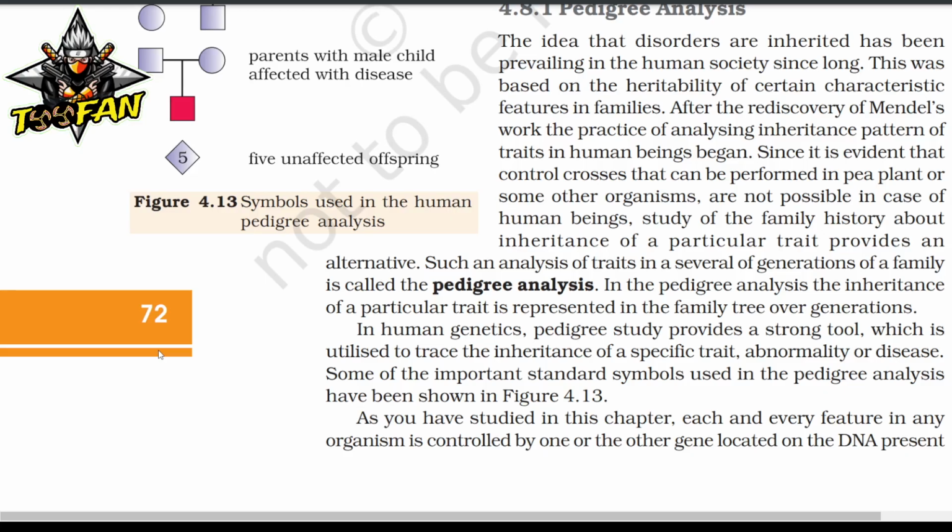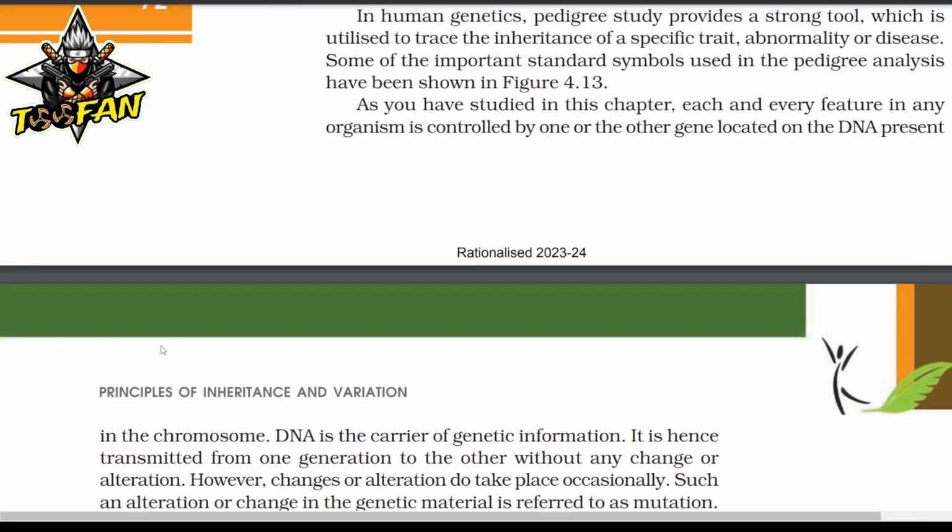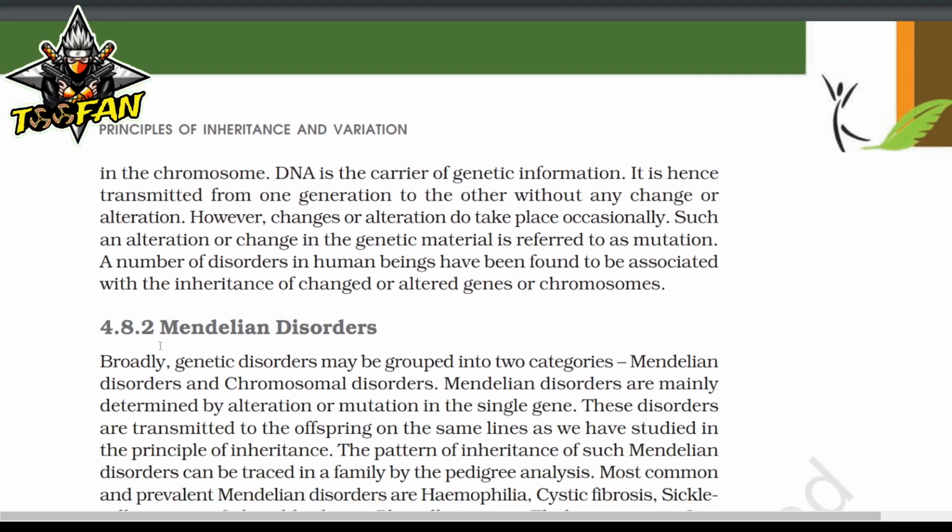As you have studied in the chapter, every feature in any organism is controlled by one or the other gene located on the DNA represented in the chromosomes. DNA is a carrier of the genetic information. It is hence transmitted from one generation to the other without any change or alteration. However, changes or alterations do take place occasionally. Such an alteration or change in the genetic material is referred to as mutation, and a number of disorders in human beings have been found to be associated with the inheritance of the changed or altered gene or chromosomes.